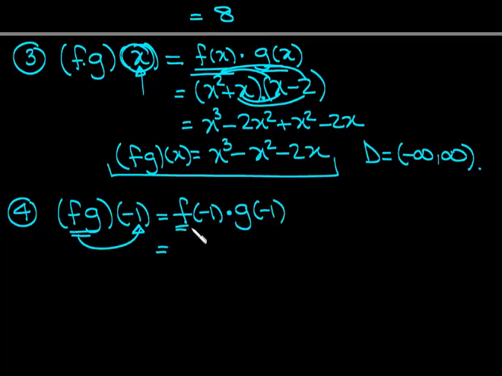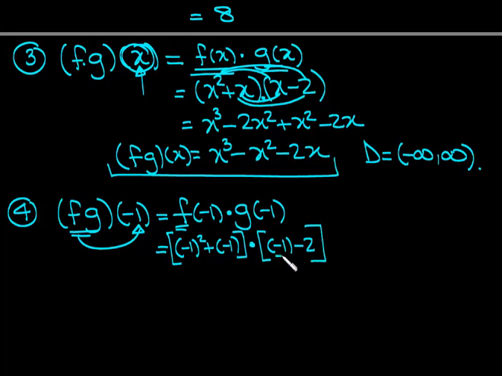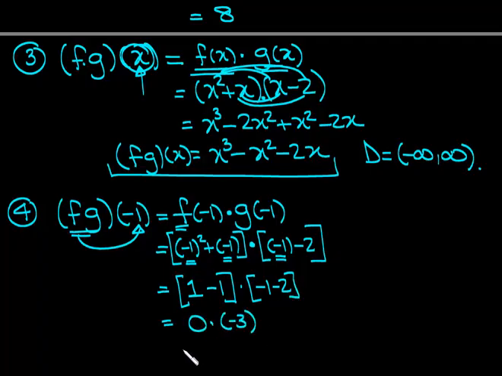In the old function f, replace x with minus 1. So you get negative 1 squared plus minus 1. I'm going to put parentheses because my input is negative. And then you multiply that by g of minus 1. So we get minus 1 minus 2. So in the function g I replace x with minus 1, and in the function f I replace x with minus 1. So let's clean this up. Negative 1 squared is 1, minus 1 times minus 1 minus 2. So we get 0 times negative 3, which is just going to be 0.